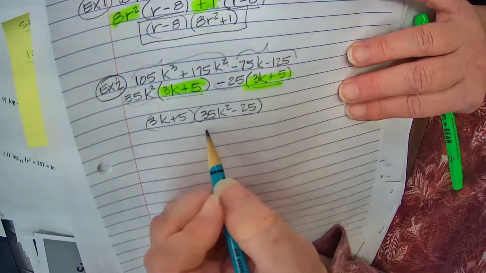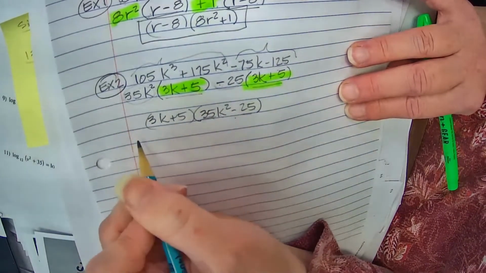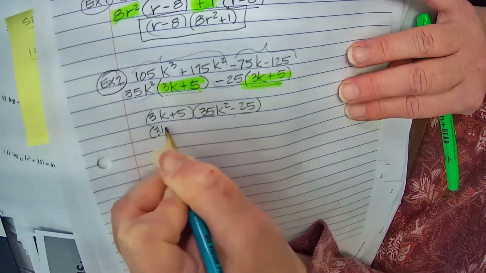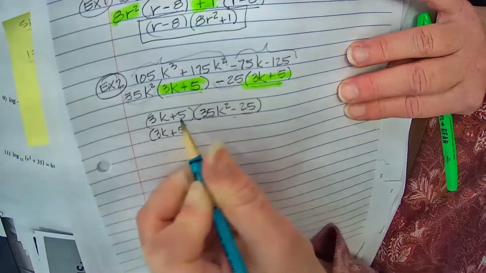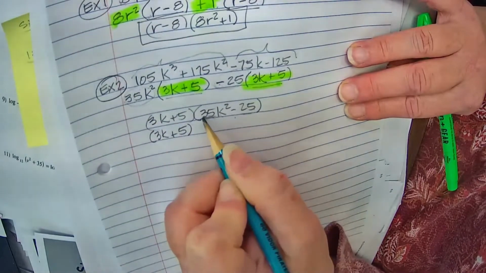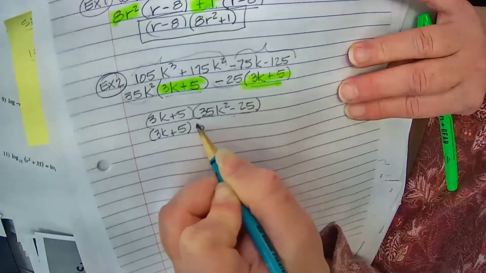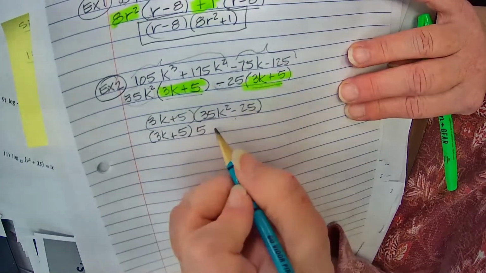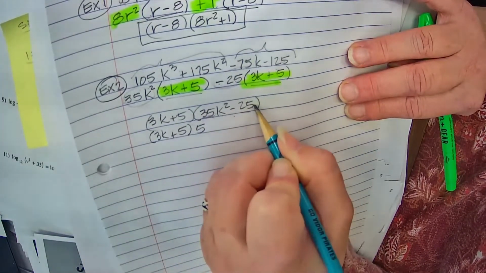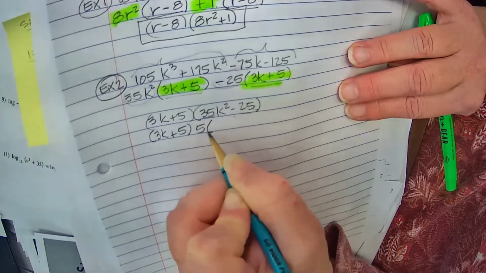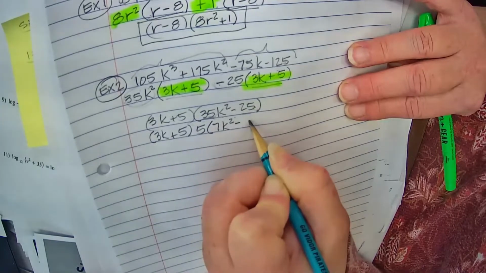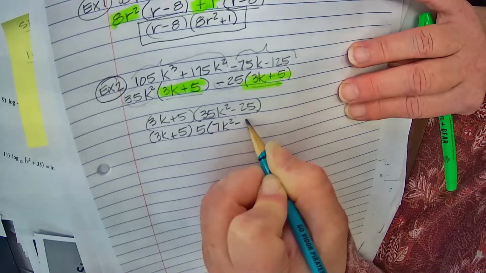5. Okay. For right now, I'm going to leave it in this order and then I'm going to show you how to rearrange it. So we can pull a 5 out of both of these, right? Can we pull a K? We can't pull a K. 25 doesn't have one. So it's 5 times 7K squared minus 5.